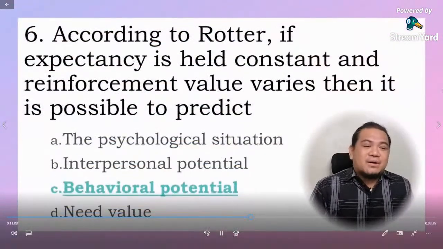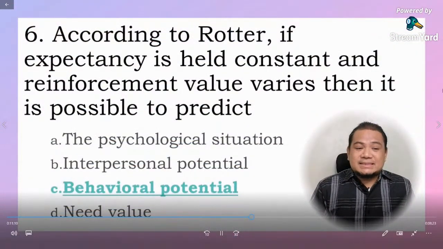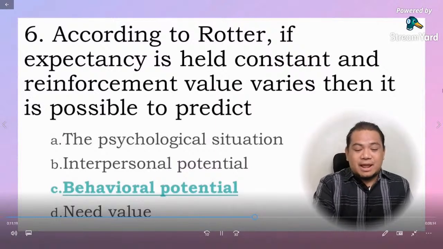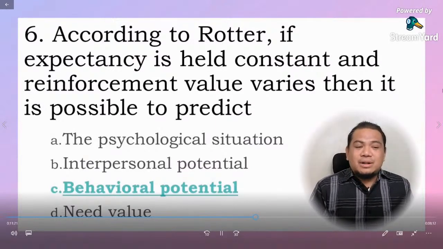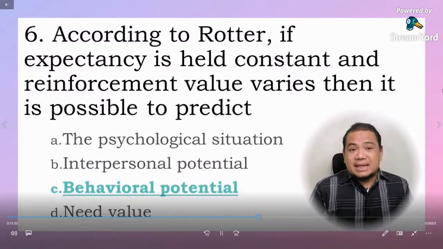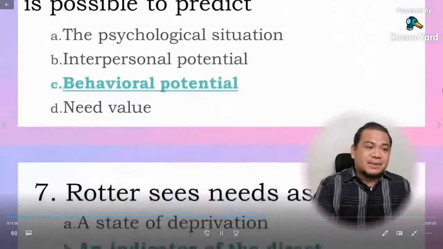Number 6, according to Rotter, if expectancy is self-constant and reinforcement value varies, then it's possible to predict, it's letter C, behavioral potential. Broadly considered, behavioral potential or BP is the possibility that a particular response will occur at a given time and place. Several behavior potentials of varying strengths exist in any psychological situation.